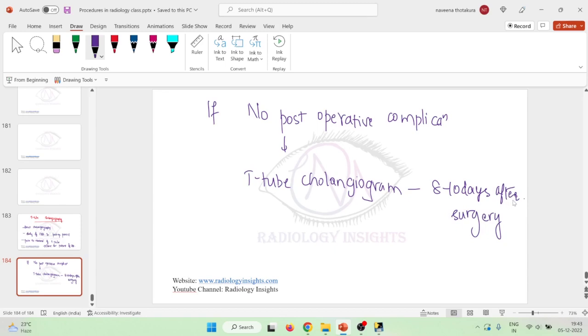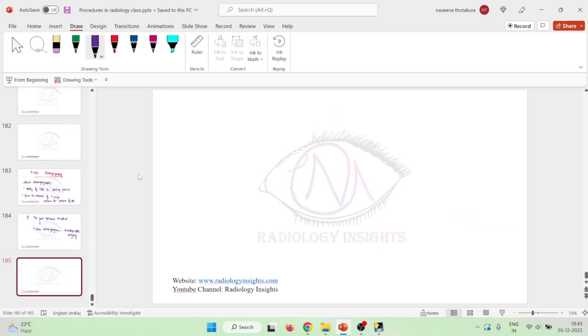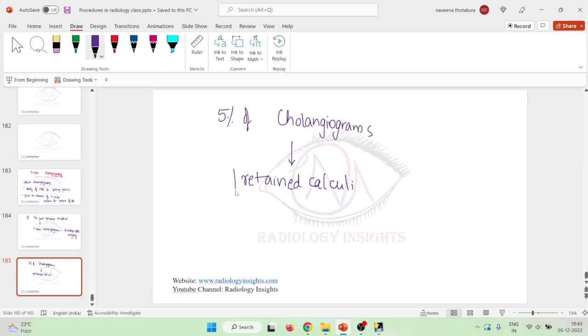Then, approximately 5% of these cholangiograms, which are done post-operatively, will show retained calculi, according to some article. Then, if there are retained calculi, what do we do?